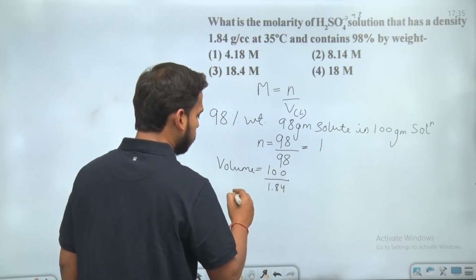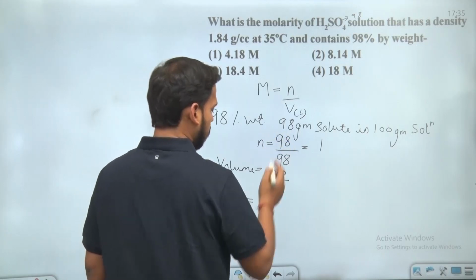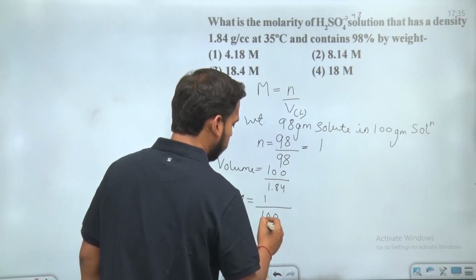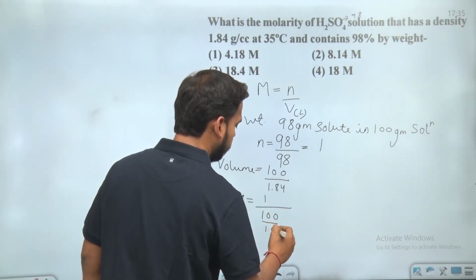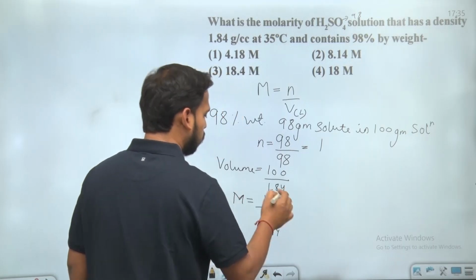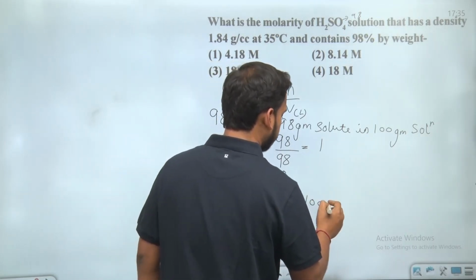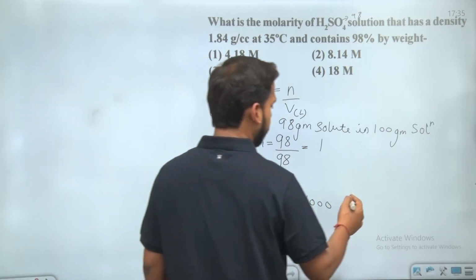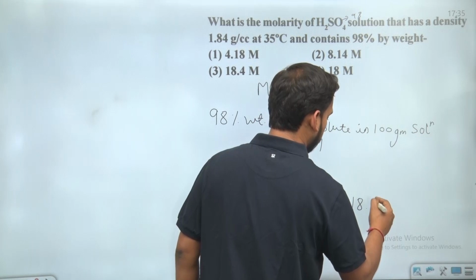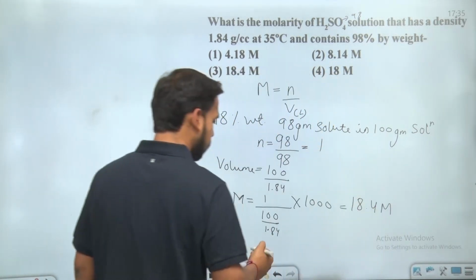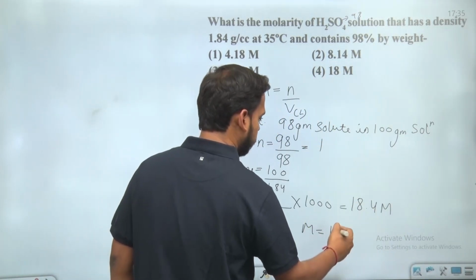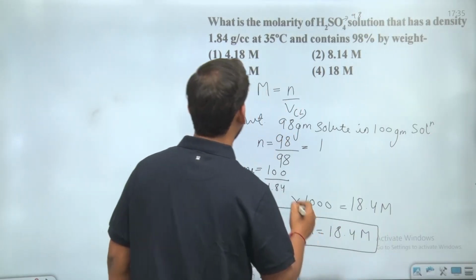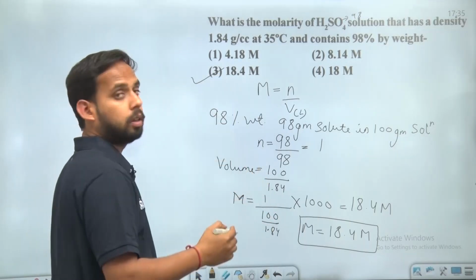Now the molarity is number of moles, which is 1, divided by the volume, 100 divided by 1.84 in centimeter cube. So we will multiply it by 1000. On calculating, we get 18.4 molar. So the molarity is 18.4 molar, and our correct option is option 3rd.